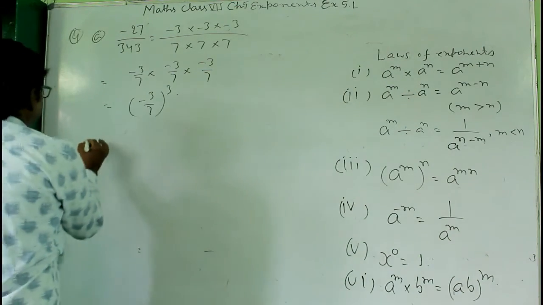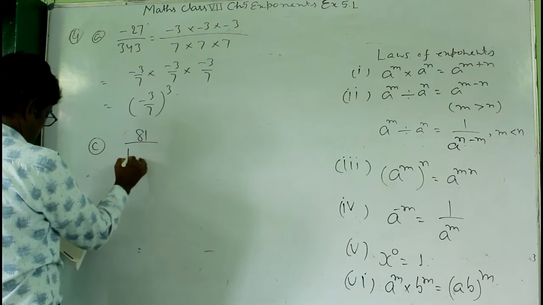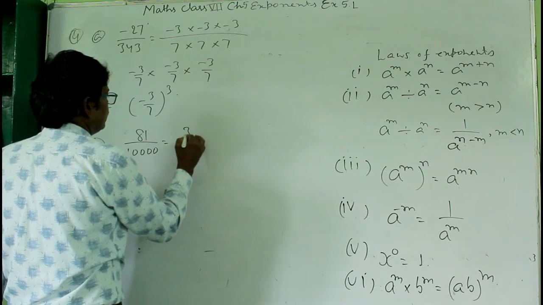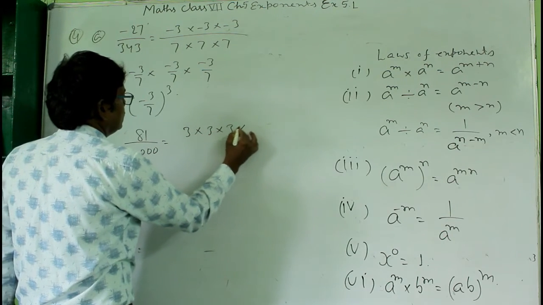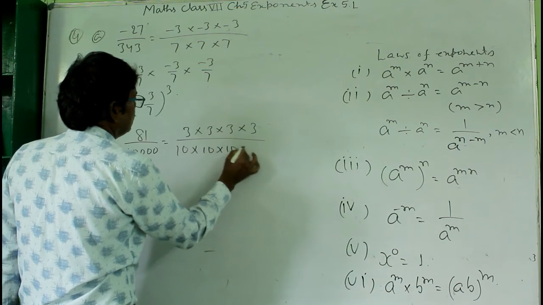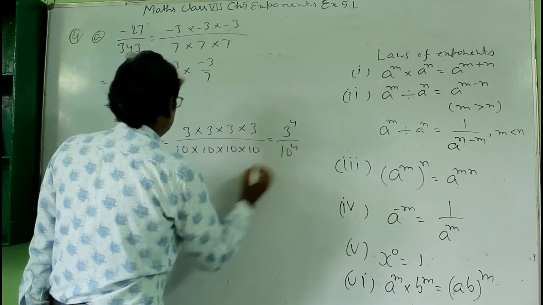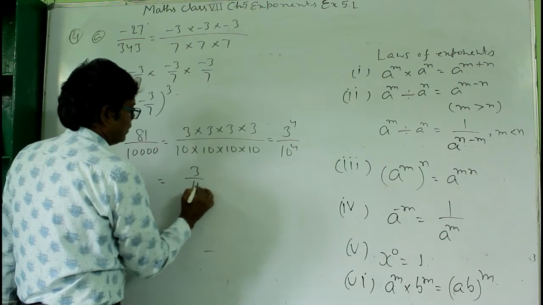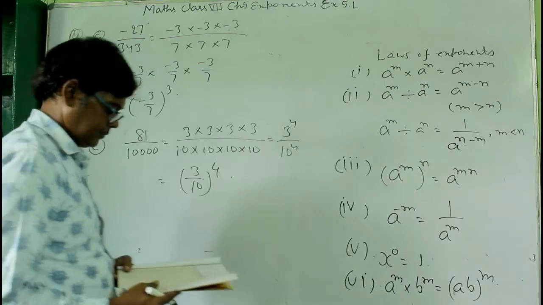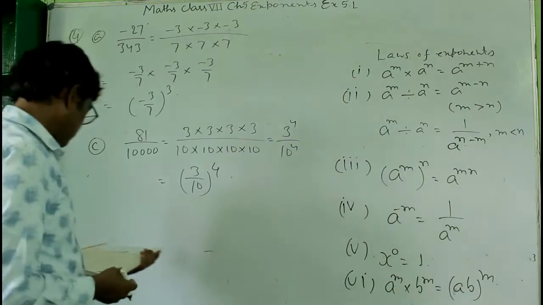I will do question number C. Here you have 81 by 10,000, so it will be 3 into 3 into 3 into 3 by 10 into 10 into 10 into 10. You can write this as 3 to the power 4 by 10 to the power 4 and equal to 3 by 10 to the power 4. In this way also you can write. Okay, and other questions are similar. So you will do that yourself.